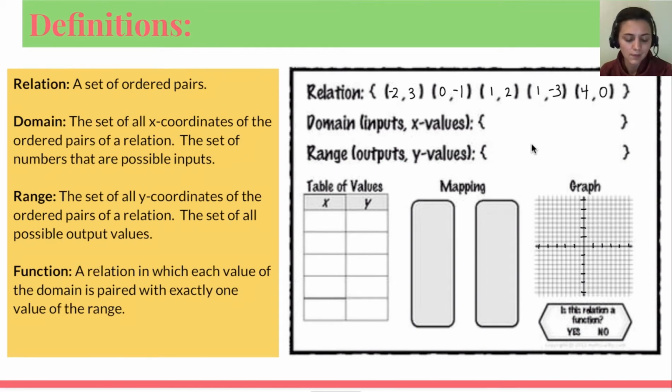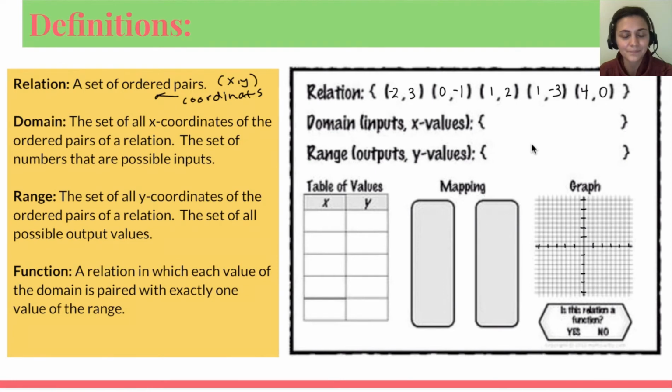So a relation is just a set of ordered pairs. So ordered pairs, in case you don't know this word, ordered pairs are coordinates. Like an x and a y coordinate. That's an ordered pair. So a relation is just a bunch of ordered pairs that you can plot. Okay?